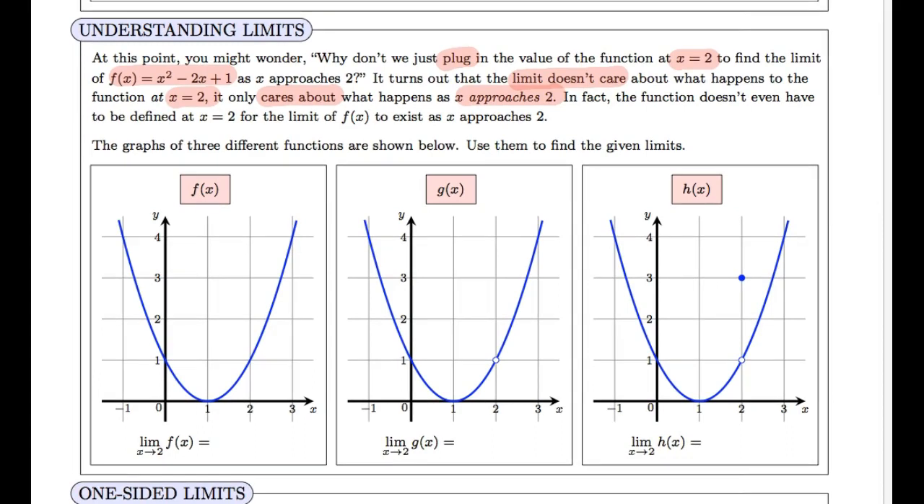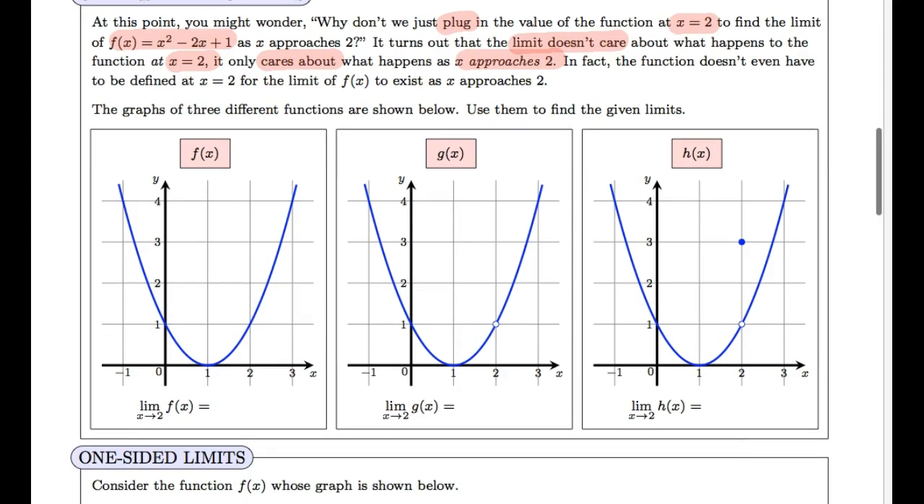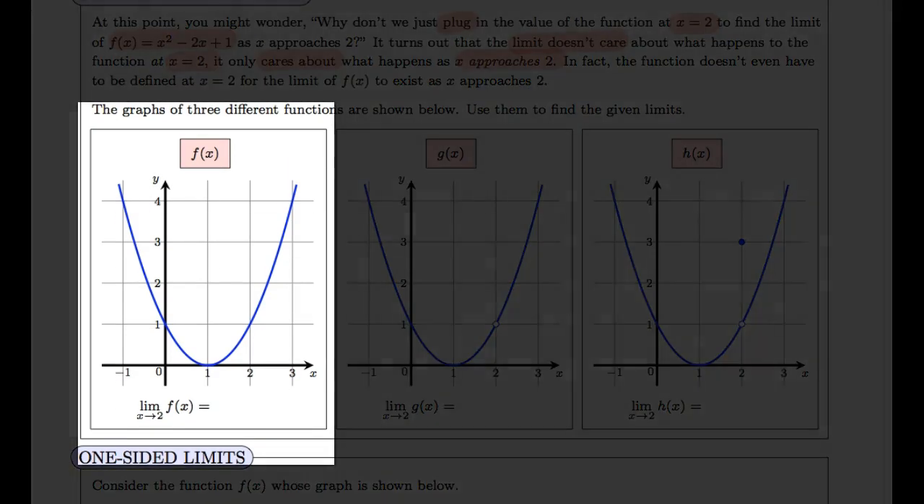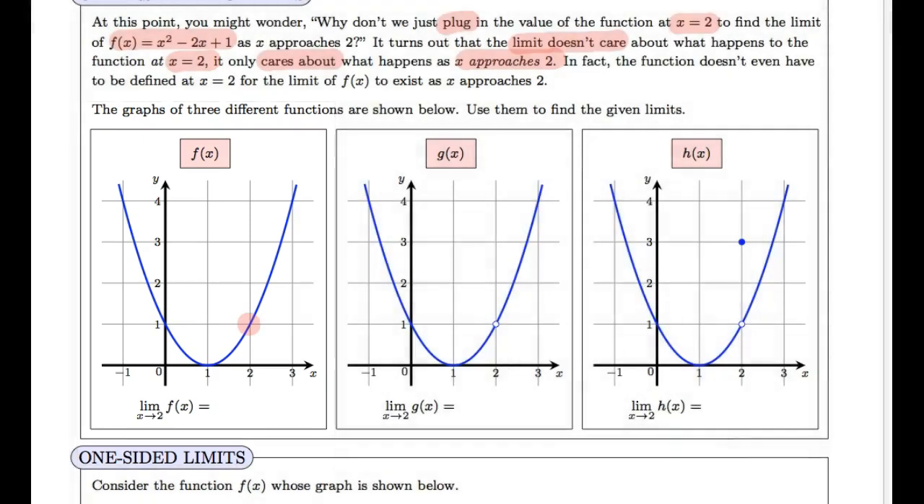The graphs of 3 different functions are shown, okay? But let's face it, they're 3 different functions, but it's the same parabola, okay? And so in this one, it's saying, hey, on the left, f of x, what's the limit as we approach 2? So each one of these we're approaching 2. And notice how this one is nice and filled in. And so this is going to be 1, because from the right and the left, we're approaching 1.